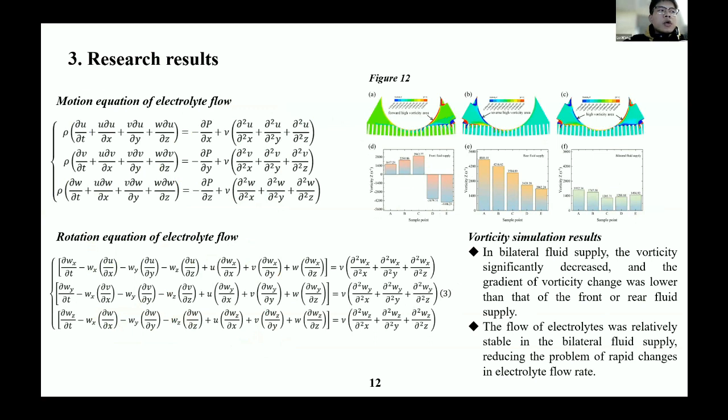After transforming the motion equation of the electrolyte, the rotation equation of the electrolyte is obtained, as shown in this picture. And the eddy current in the processing area is further analyzed by the magnitude of vorticity. In Figure 12, the vorticity is significantly smaller when the liquid is supplied from both sides than when it is supplied from one side, indicating that using bilateral liquid supply can ensure the stability of the flow field and is beneficial for the actual processing. Therefore, in subsequent experiments, a bilateral liquid supply method was adopted.